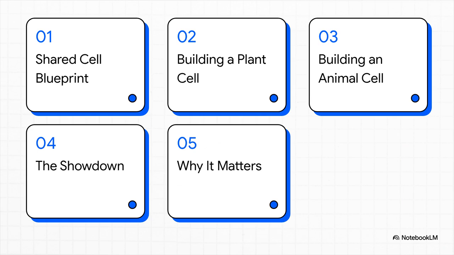First, we'll look at the parts they both have in common. The shared blueprint. Then we'll build a plant cell and then an animal cell. After that, we'll put them head-to-head in a showdown to see what's different. And finally, we'll figure out why any of this even matters. Ready? Let's get to it.